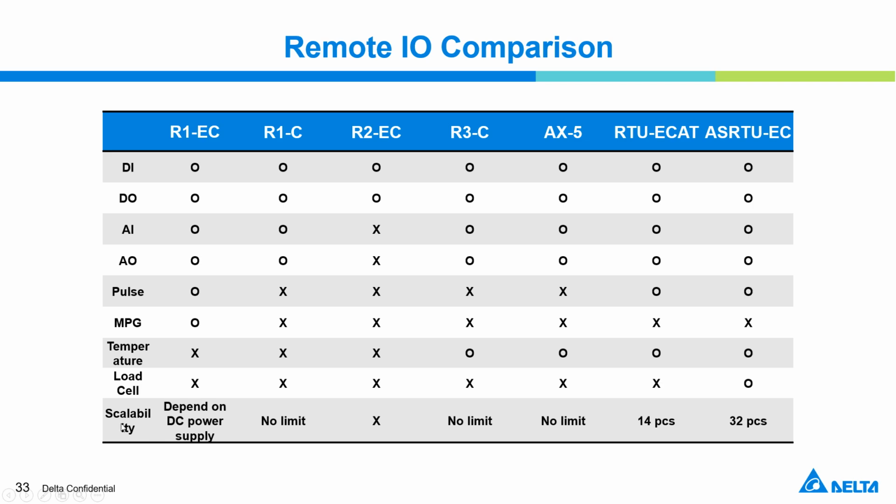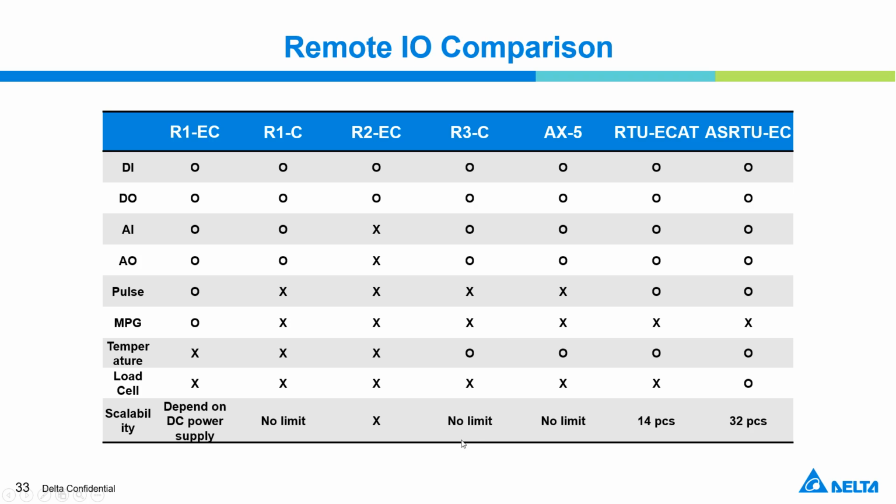And here you need to notice the scalability for the R1-EC. That depends on the DC power supply, but it still has a limitation because this series doesn't have the power module to do the write extend to support more write extend. And for R1-C, because it has a power module, there is no limitation. And for R1-CC, because this module doesn't support the write extend, this feature is 0.